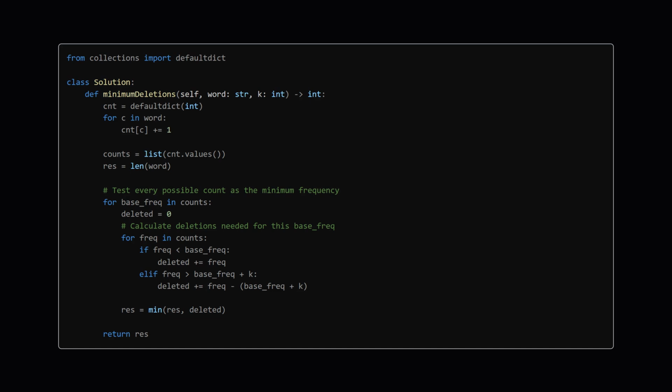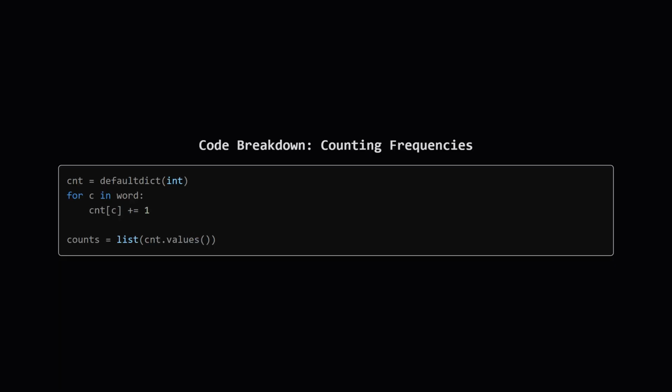Alright, here's how that strategy looks in Python code. I know it's a block of code, but don't feel intimidated. We're going to break it down piece by piece. The logic inside is exactly what we just discussed. First things first, we need to know what we're working with. This initial part of the code simply goes through the input word one character at a time. It uses a dictionary, or a hash map, to store the frequency of each character. So if it sees an a, it adds 1 to the count for a. After it's done, we pull out just the frequencies themselves into a list, which we're calling counts.